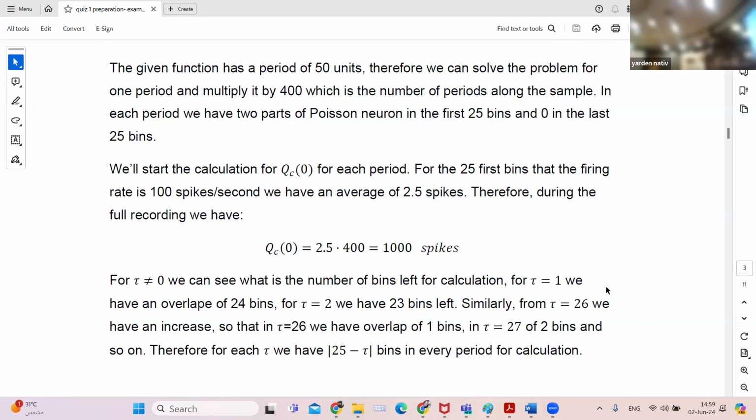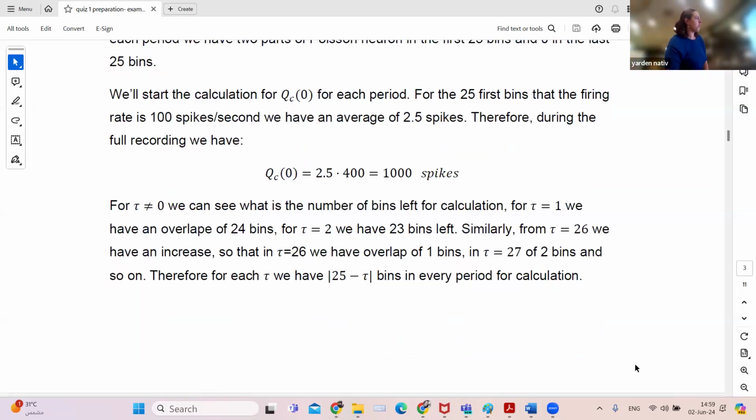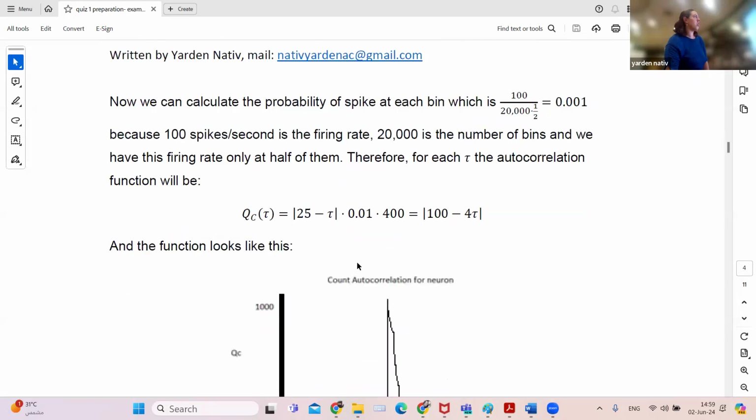So there is a probability of 0.05, do you understand why? Multiplied by 0.05. A probability to see here. Is it 0.05 or 0.01?